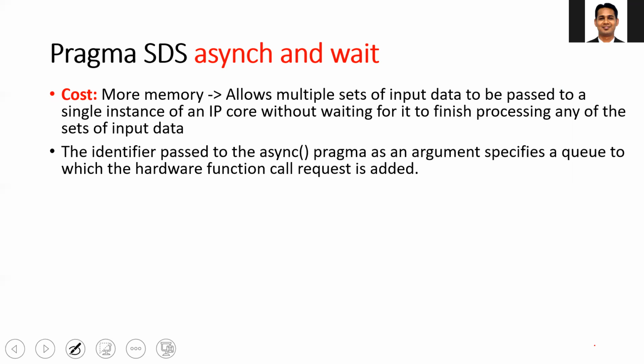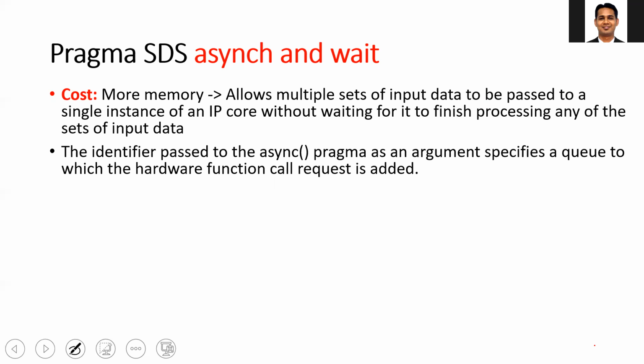The identifier passed to the async: as we have discussed, with every async you need to pass the corresponding identifier. It is an argument which specifies the queue to which the hardware function call request is added. Suppose you have an IP with 4 buffers, so your ID can be 1, 2, 3, 4. When you send ID 1, that is a call to the hardware function which will execute the data in buffer 1. When you send the async with ID 2, you are saying this is a call to the hardware function which will process the data in buffer 2.